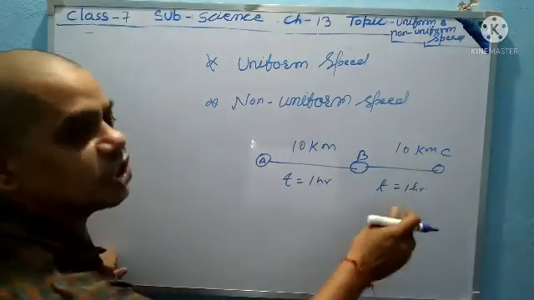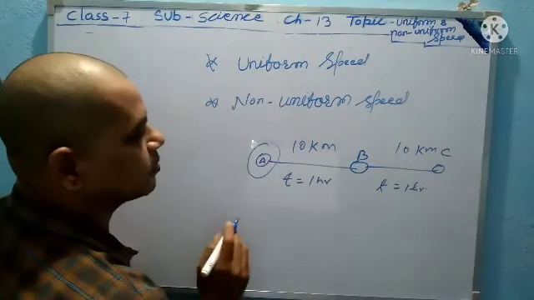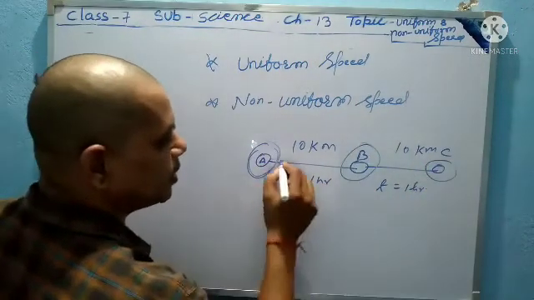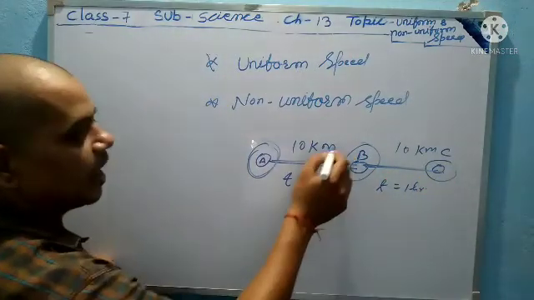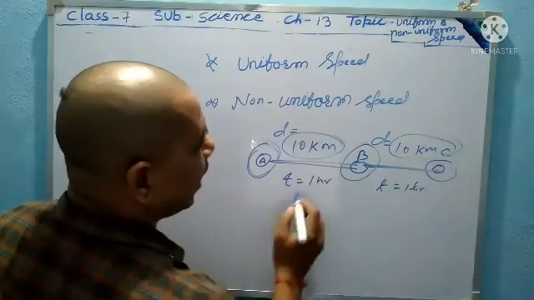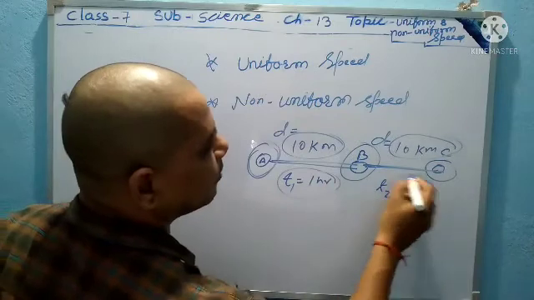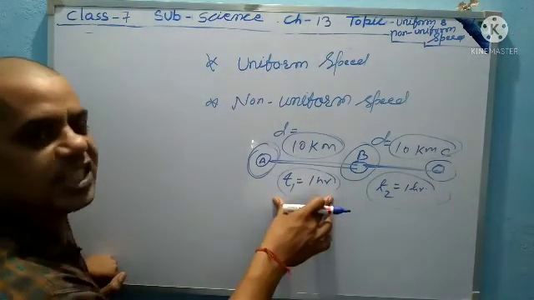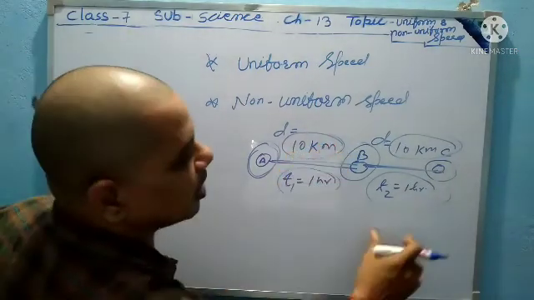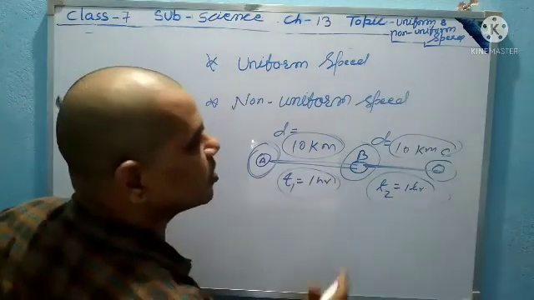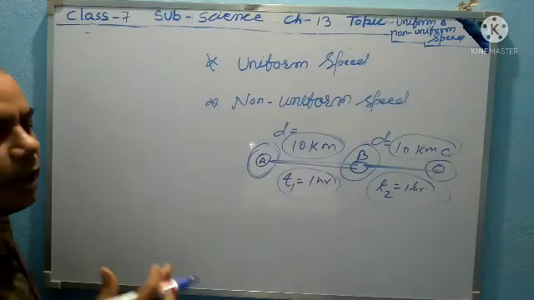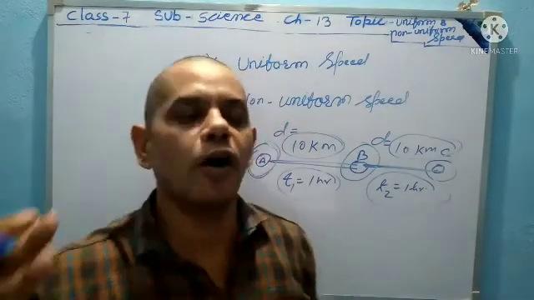So the object travels from point A to B and B to C. The distance is 10 kilometers and the time is 1 hour each. It means in a definite time interval the object travels a definite distance. That is called uniform speed.